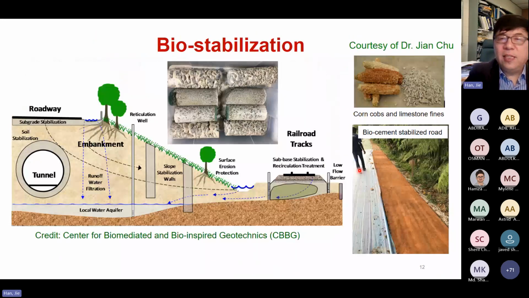Oh, sorry. But here they basically use the cone, the cups and the limestone fines, mix them together, and then mix with the soil, basically to cement stabilize the road. So this is one special application in Singapore because there they don't like to use real cement, and it has to be a more sustainable material. They came up with the bio cement technology to stabilize this.